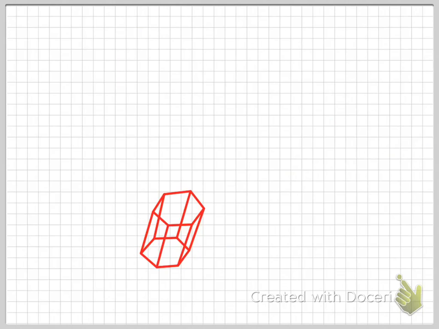Is it a prism? Yes. Why is it a prism? No, it's not because it's three-dimensional. Why is it a prism? More than one face. Two parallel faces. Where are the two parallel faces?